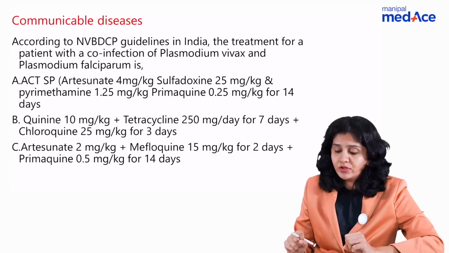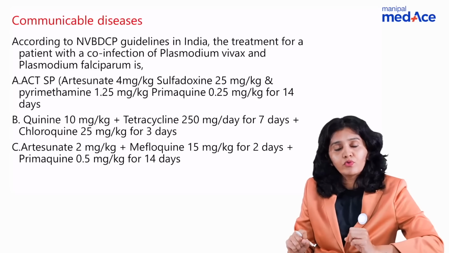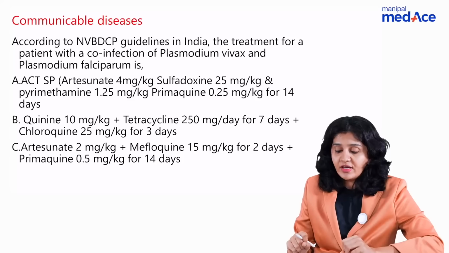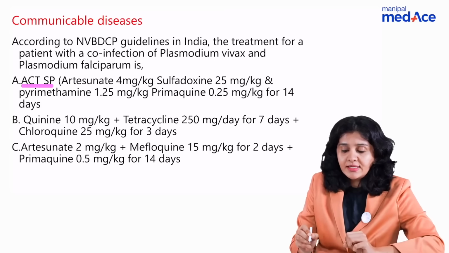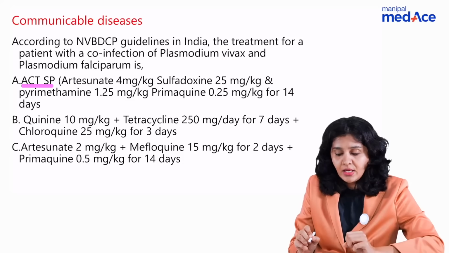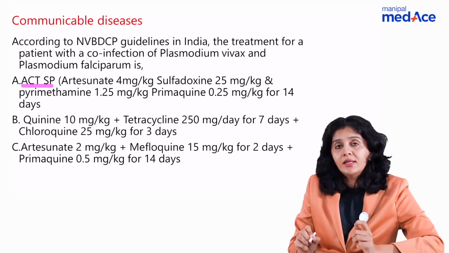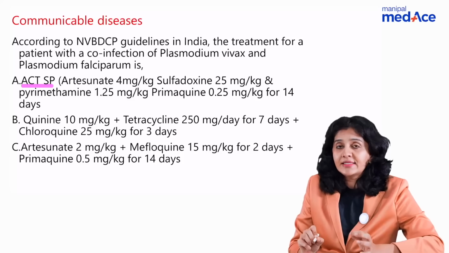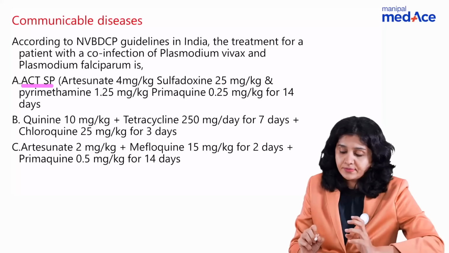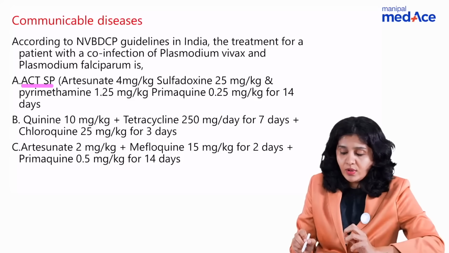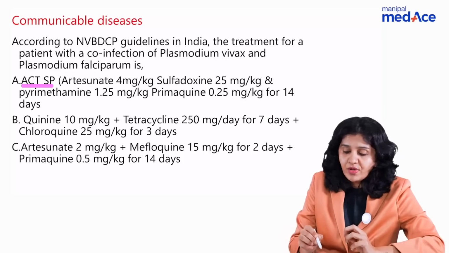So what are we going to do? We are supposed to treat him both for falciparum as well as vivax. So what is the regimen? ACT-SP, right? What is ACT? Artesunate combination therapy, and SP, sulfadoxine and pyrimethamine. This is in all the states, but ACT-AL is in northeastern states. And also you give primaquine because there is vivax infection also.